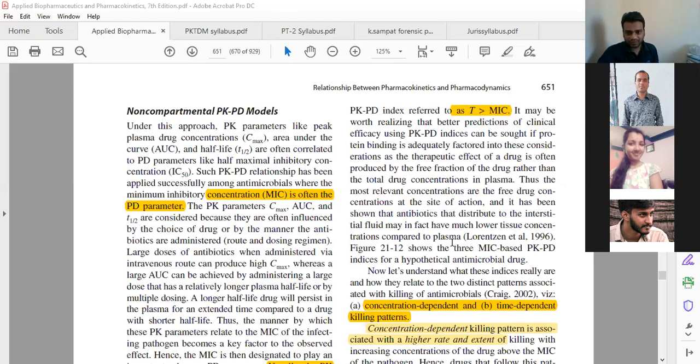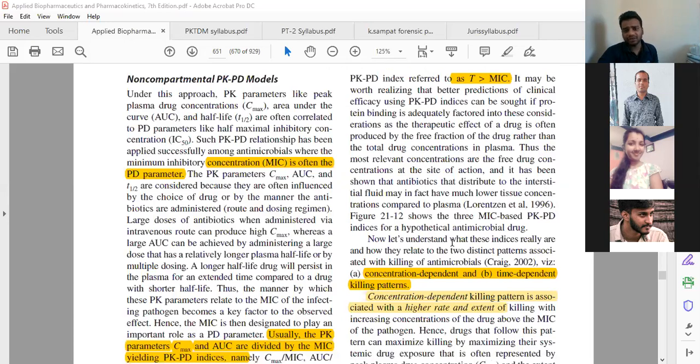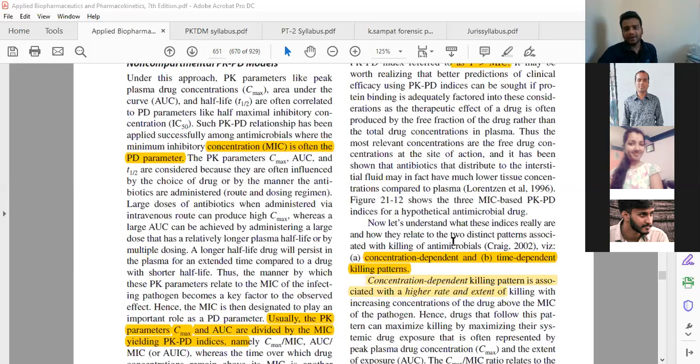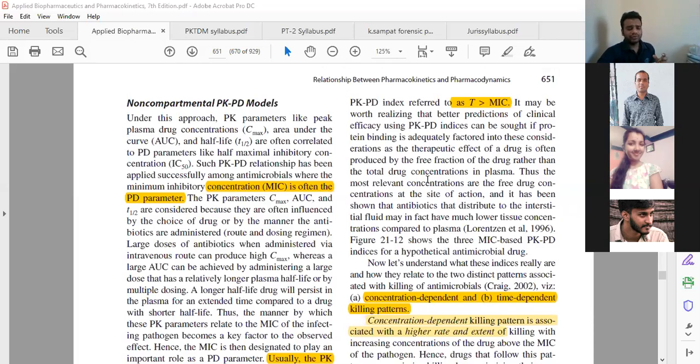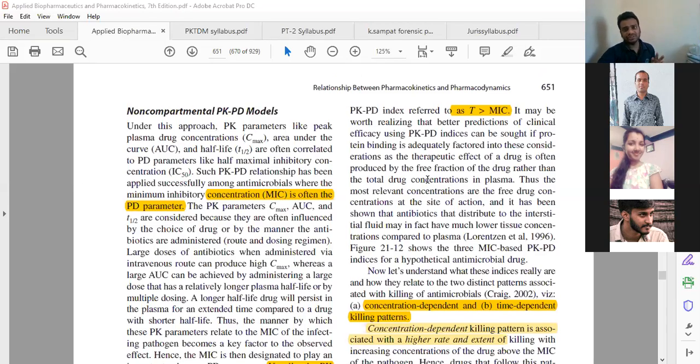So as I told you, there are concentration dependent indices, and if you want to be more specific in terms of antibiotics, when we say the potency of an antibiotic, that means you're talking about MIC. If the MIC is very low, we say it is very potent. We can kill the microorganism in two ways actually: concentration dependent killing and time dependent killing patterns.